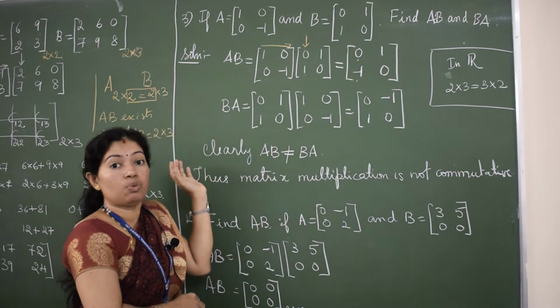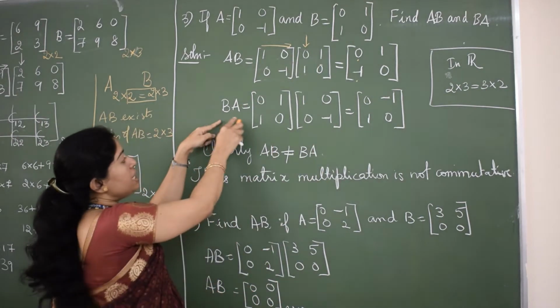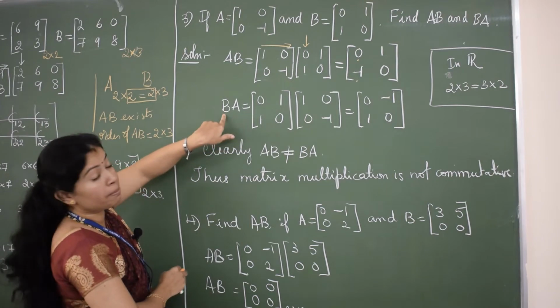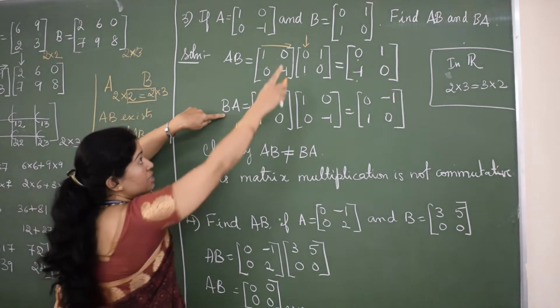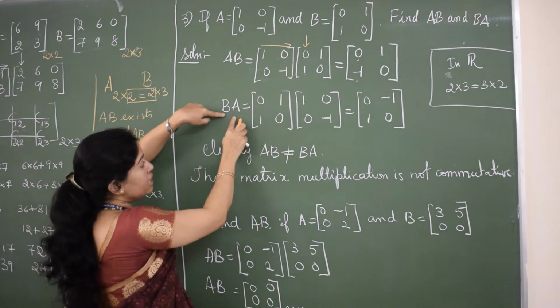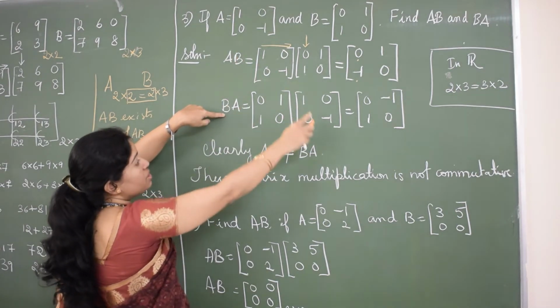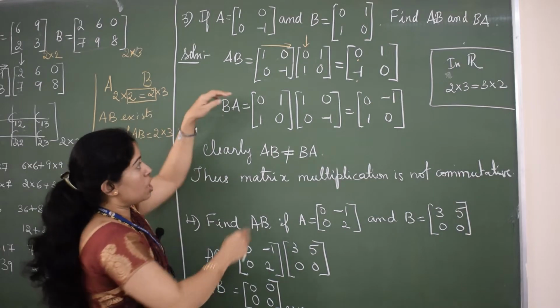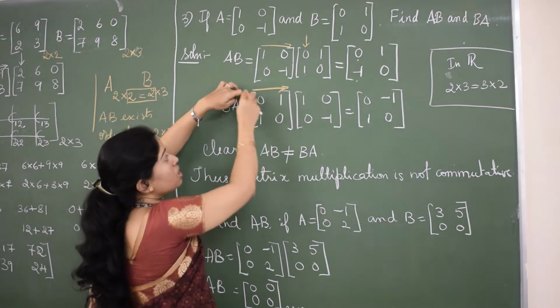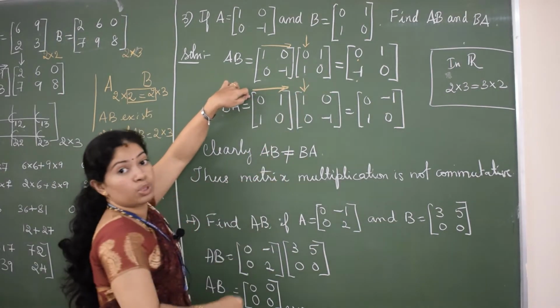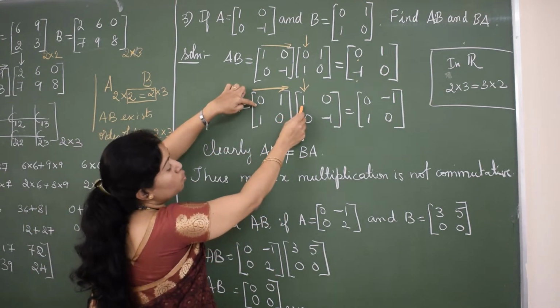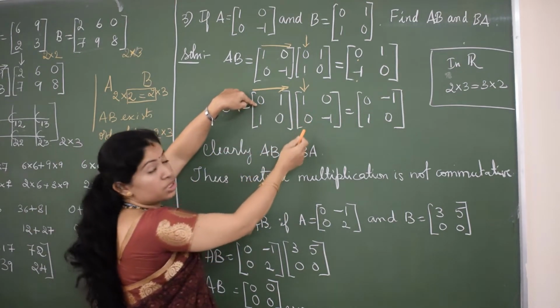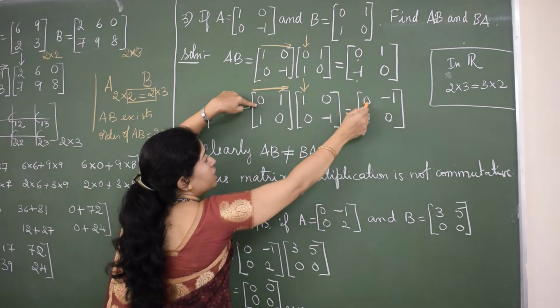Now let us find BA. BA is equal to, now you have to write matrix B first. So B is 0, 1, 1, 0. Then write matrix A, that is 1, 0, 0, minus 1. Now let us multiply these two matrices. Again the same method, row multiplied with the column. So 0 into 1, 0 plus 1 into 0, 0. So this entry is 0.